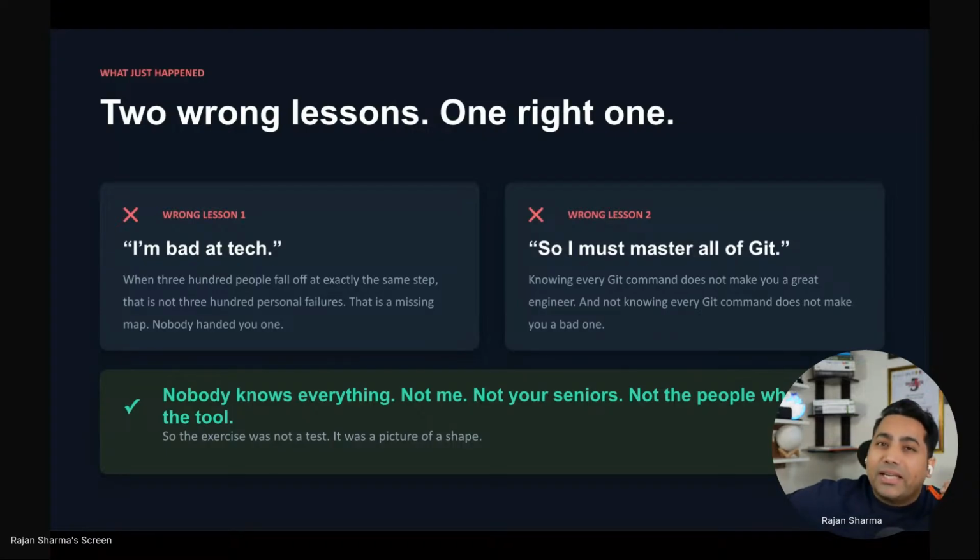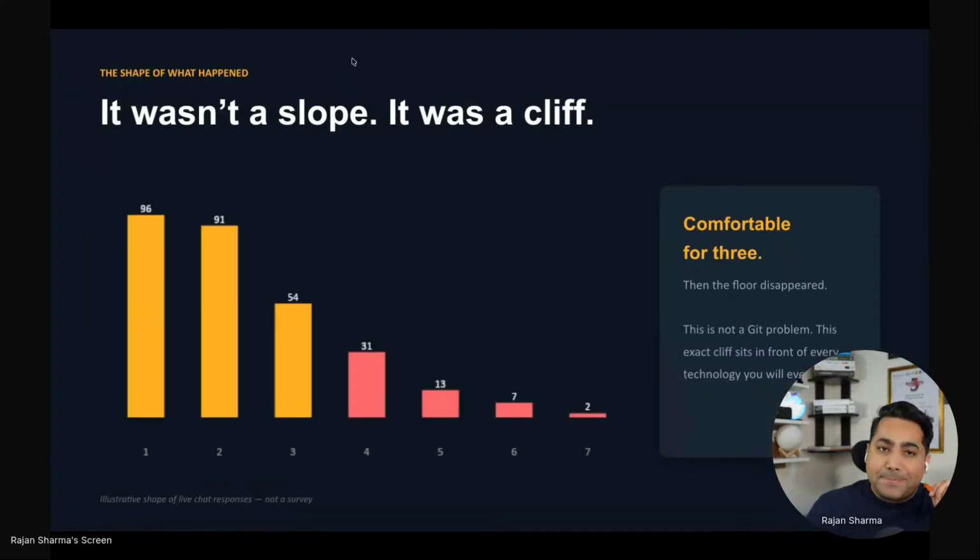Now maybe you will ask, if that is the case, then what is the benefit of doing that exercise? In that case, I would like to show you something here. If you see this slide, in this slide, look for the shape. It's not a gentle shape.